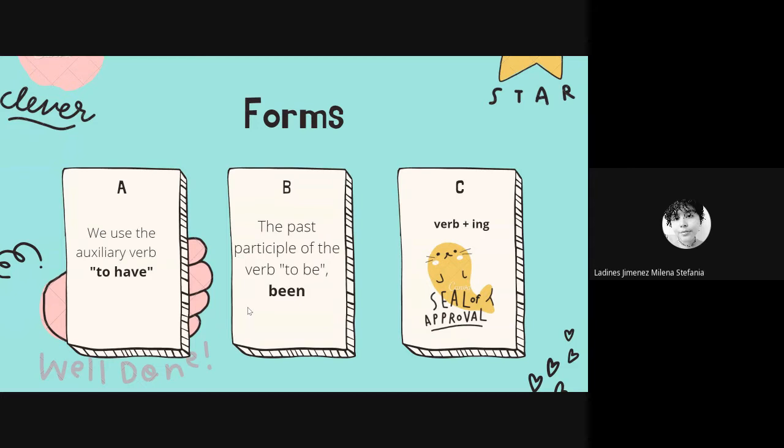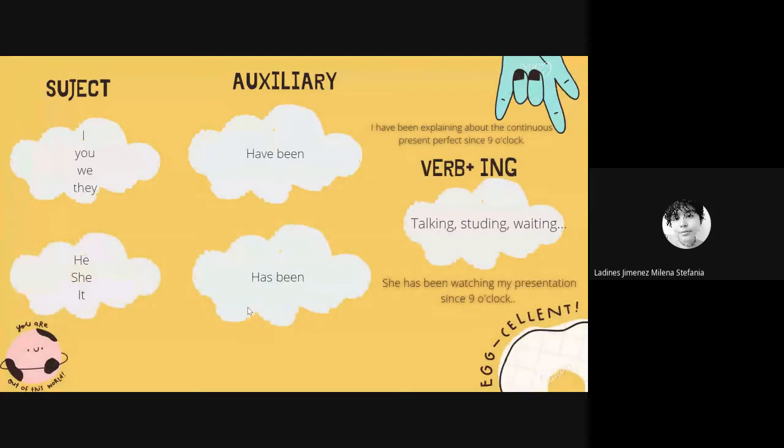The first is the auxiliary verb to have. Second, the past participle of the verb to be, which is been. And third, the normal verb ending in ing. The rest is complement. Remember that for each subject there is the appropriate auxiliary. I, you, we, they use have, and he, it, she use has. Following is the past participle been, then the normal verb ending in ing. It is the same for both.